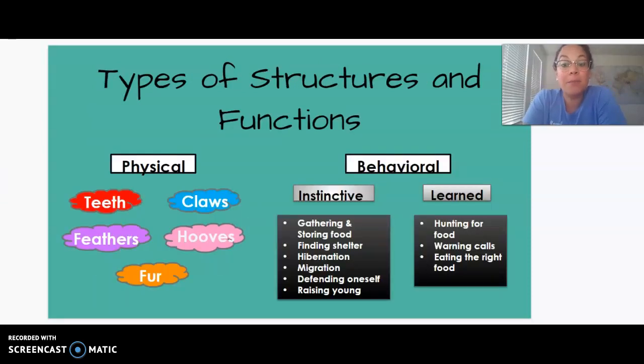There are many types of structures and functions, and in fact, they're divided into physical and behavioral. This week, we will focus on the physical structures that organisms have, and next week, sneak peek, we'll be talking about the behavioral ones.